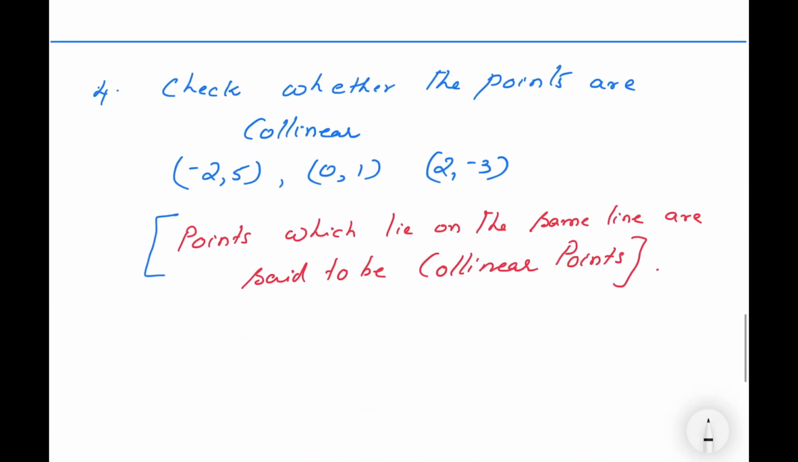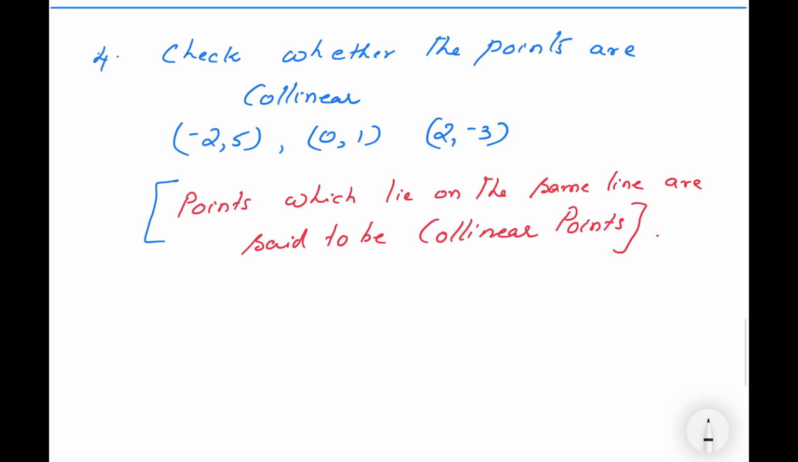Now check whether the points are collinear. Collinear points means the points which lie on the same line are called collinear points. So here let me put this as A, B, C. We will find the distance. To prove collinear, one of the methods is using the distance formula. We will find the distance AB.